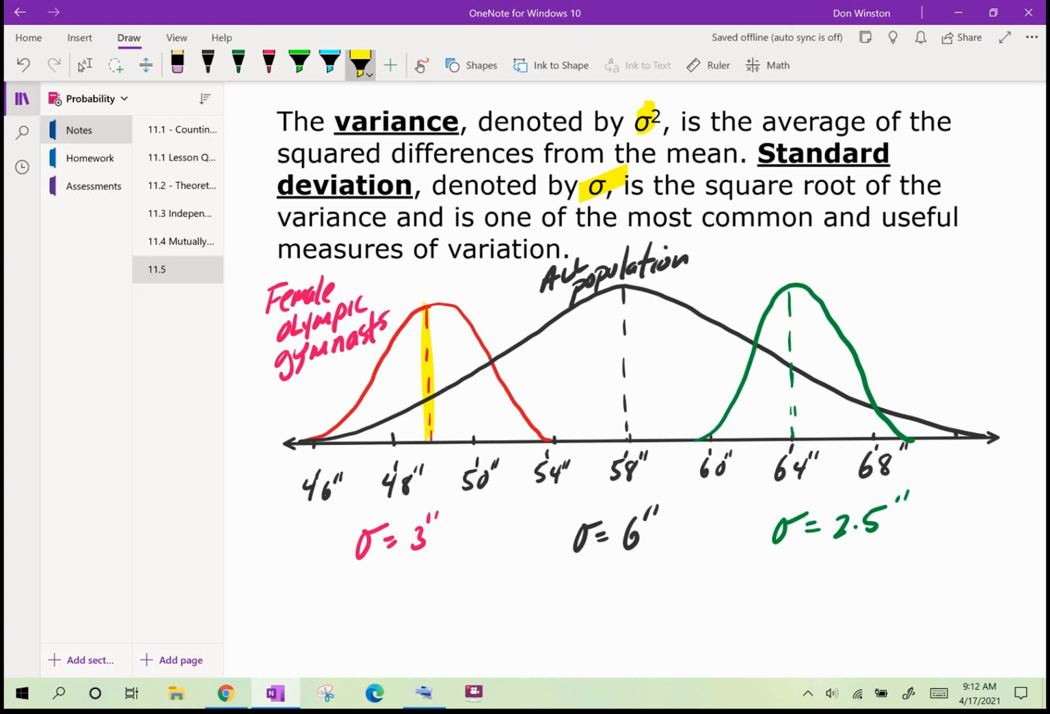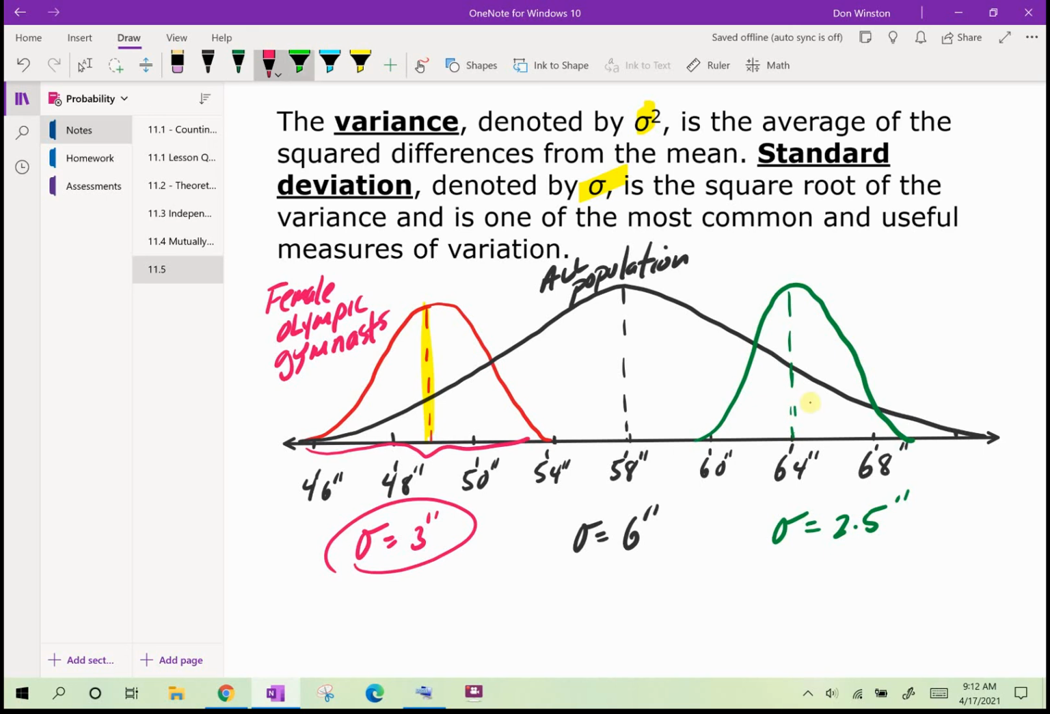But the spread of their height may go anywhere from 4 feet 6 inches to 5 feet 4 inches. So the variation in their height just wouldn't be a lot. Let's say the standard deviation is 3 inches for female Olympic gymnasts.